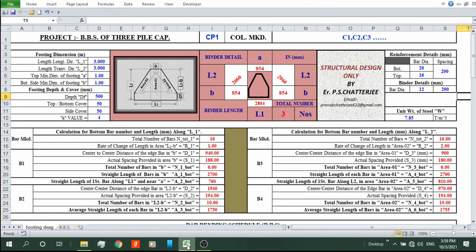Now the calculation for binder. This is our binder shape. In case of binder, we have to create some formula for the length. This length is equal to this formula. This length is equal to this formula. This inclined length is equal to this formula. And this A is equal to this formula.